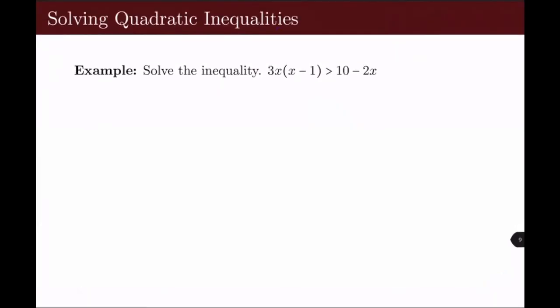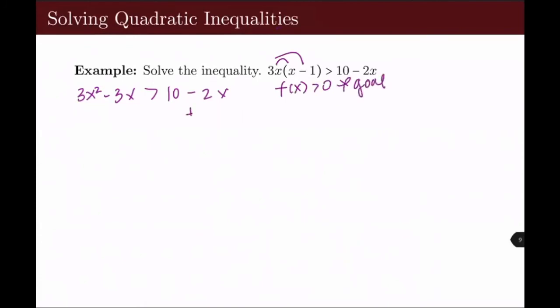All right, now we're going to move on to solving quadratic inequalities. So our first example is to solve this given inequality where we have 3x times x minus 1 greater than 10 minus 2x. So step 1 is going to be to distribute this 3. So we'll have 3x squared minus 3x is greater than 10 minus 2x. And then the next step is to get it in the form, essentially, f of x is bigger than 0. This is our goal.